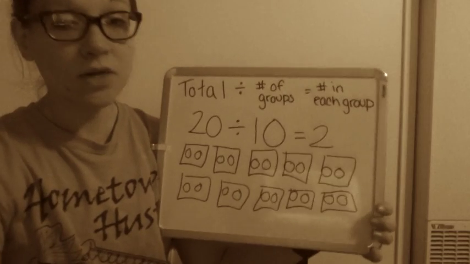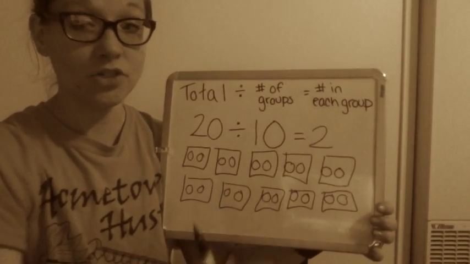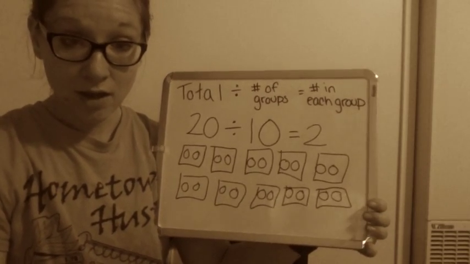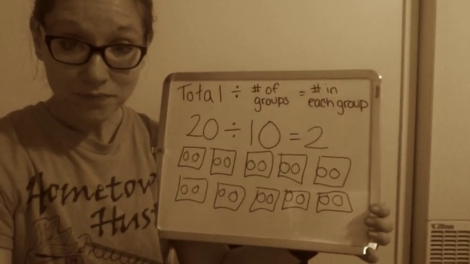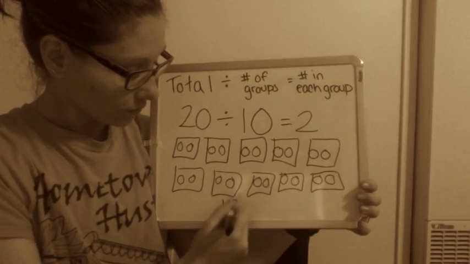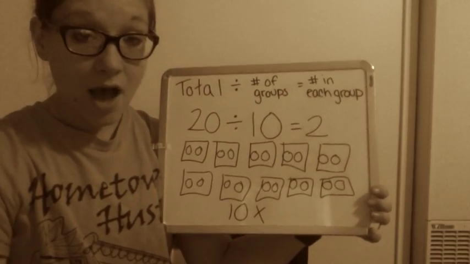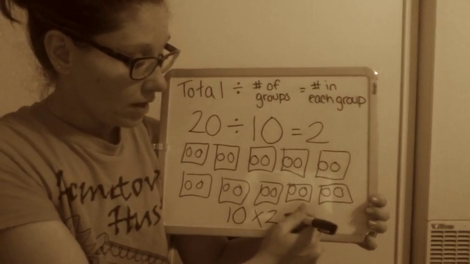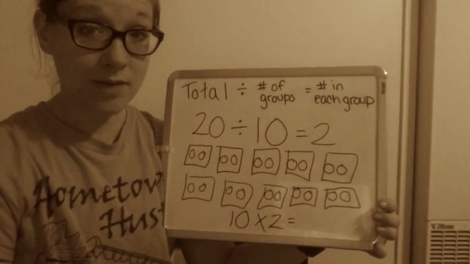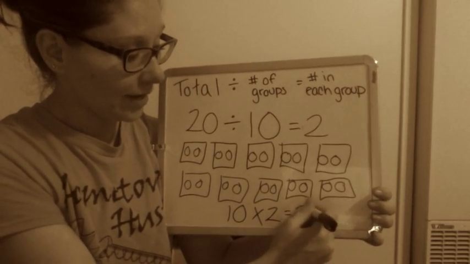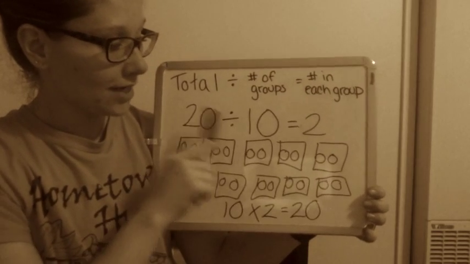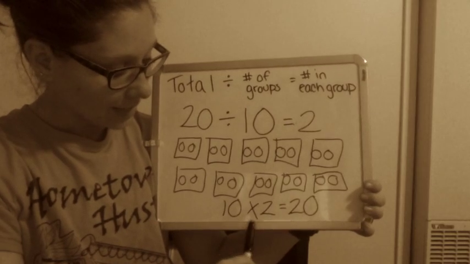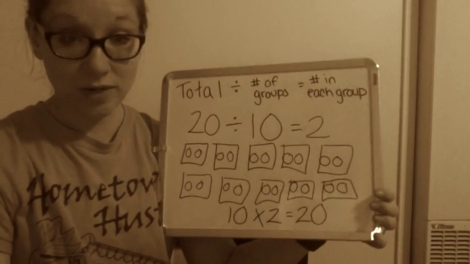But now I see equal groups and amounts in each. So now what I want to do is, boom, relate it back to multiplication. How many groups do we have? 10, times how many are in each group? 2. And how many total cookies did we have? 20. So 20 divided by 10 equals 2, and 10 times 2 also equals 20.